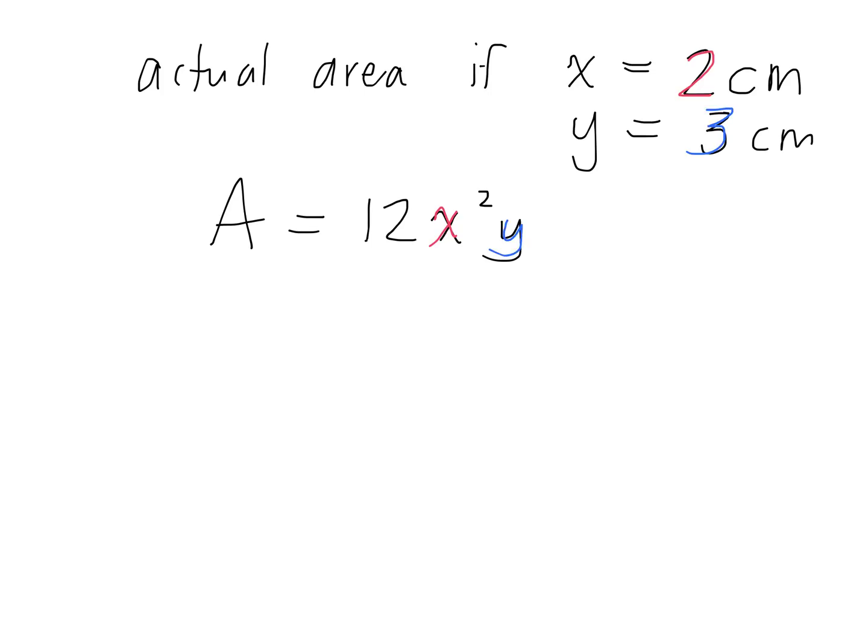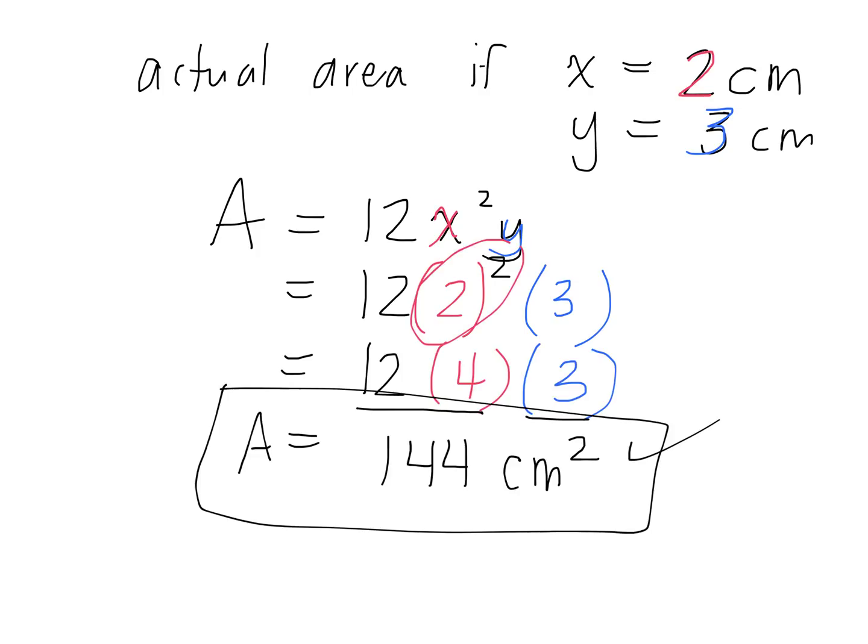So what do you do? Yes. 12 times 2 to the power of 2 times 3. So we have 12 multiplied by 2 to the power of 2 multiplied by 3. What do you do first? BEDMAS. Okay, so the final answer is area is 144 centimeters squared.